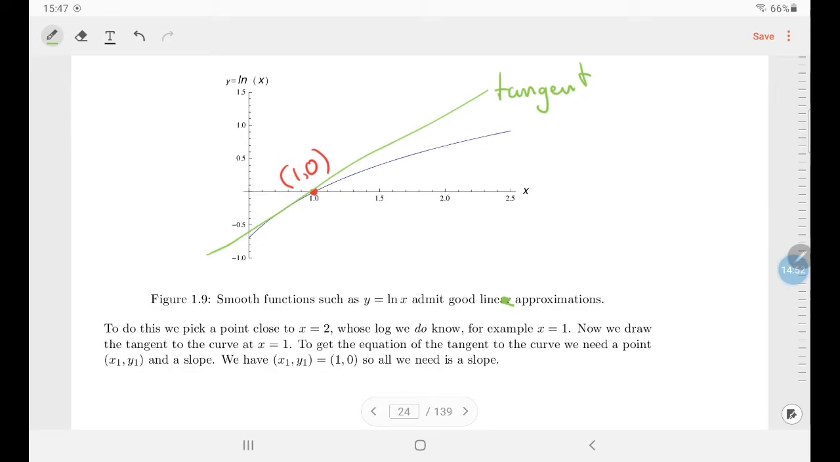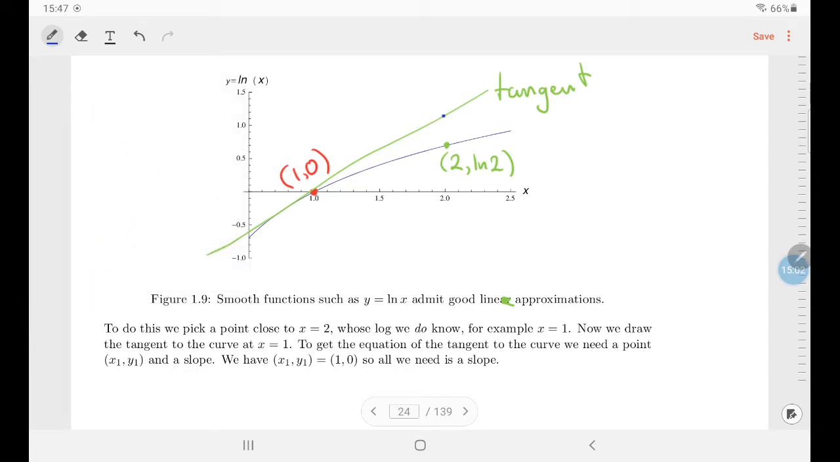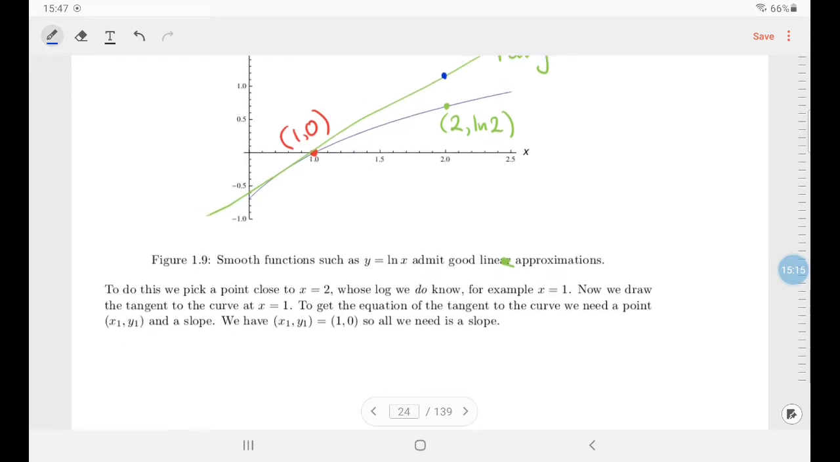Okay, so you probably have a fair idea how we'll approximate log of 2. We're trying to find this number here. The x coordinate is 2, the y coordinate is log of 2. And what we're going to do is approximate this using the tangent. Look, it's not a great approximation, but we can improve it in various different ways. Okay, so I draw the tangent to the curve at x equals 1. To get the equation of the tangent to the curve, we need a point and a slope. We have a point, so all we need is the slope.